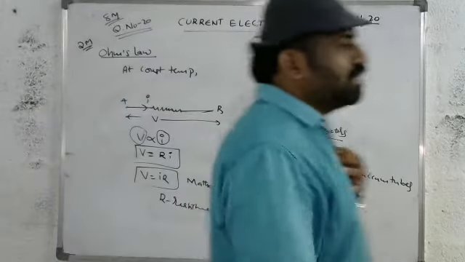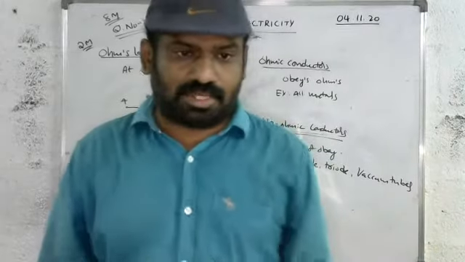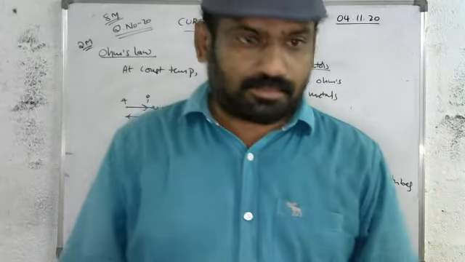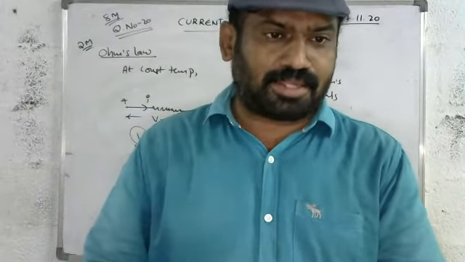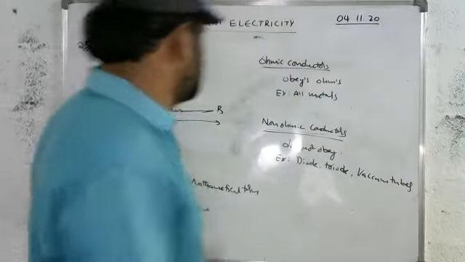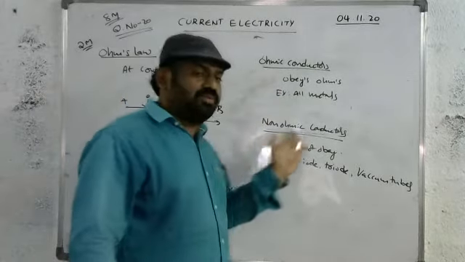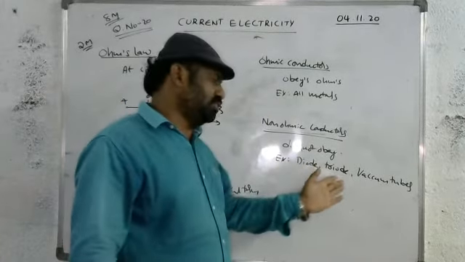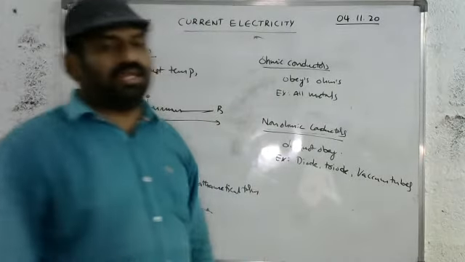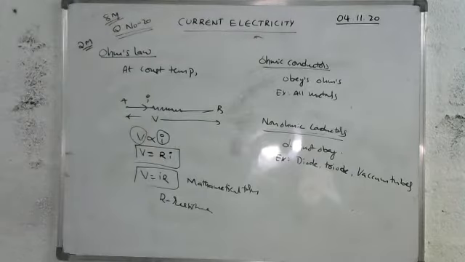What are ohmic conductors? The conductors that obey Ohm's law are called ohmic conductors. The conductors that do not obey Ohm's law are called non-ohmic conductors. Examples for the ohmic conductors are all metals, and examples for the non-ohmic conductors are diodes, triodes, vacuum tubes, transistors, etc.